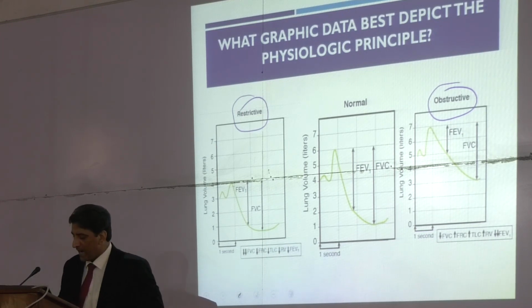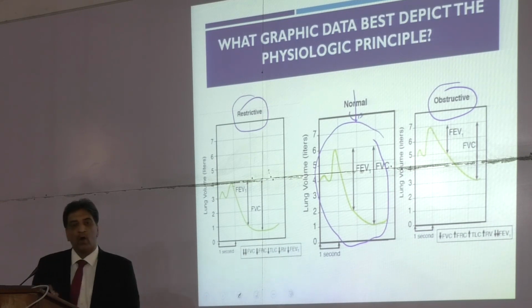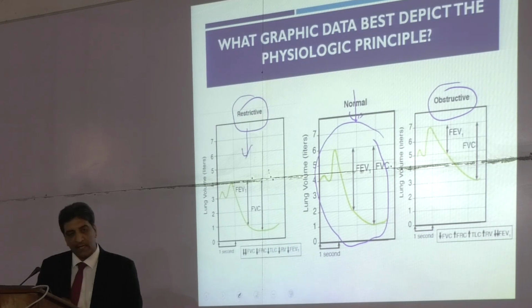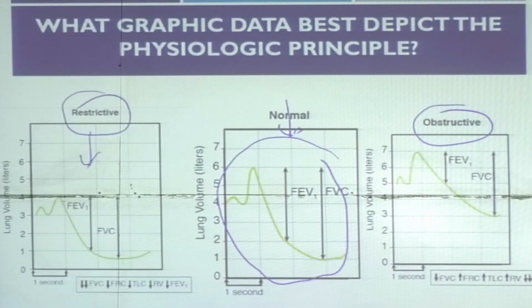So this is the normal diagram. Now on the basis of this normal diagram, in case of a restrictive pattern, what can you see? As compared to this graph, it shows less values. Less values of which things? What is written on the slide? It is FEV1 and FVC. So these two decrease. One is volume, one is capacity.